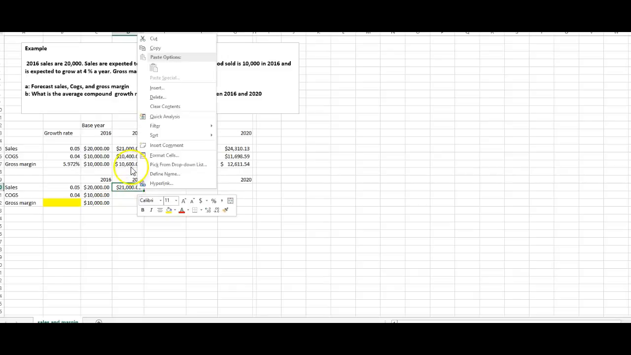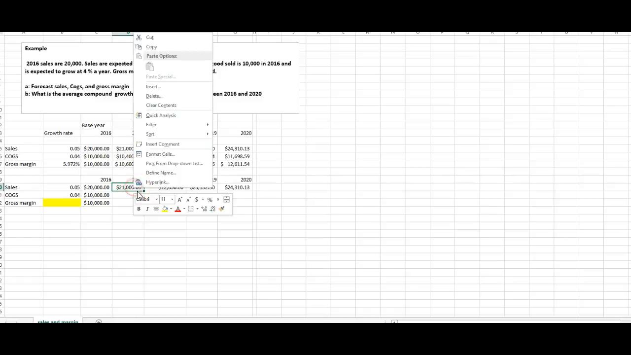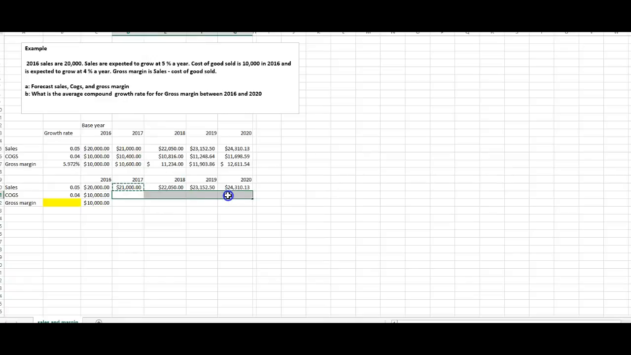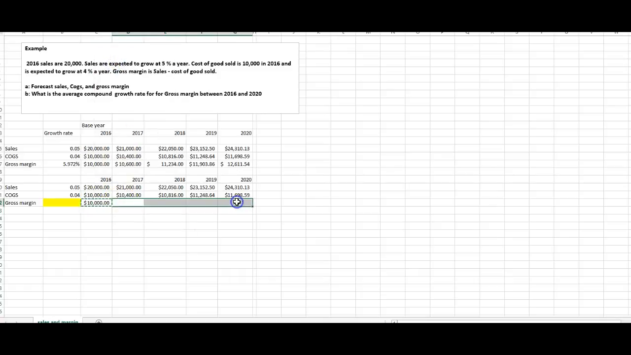Now I can take this and copy it all the way across, and by doing the F4 key that I did, I was able to copy all the way through. Or you can also drag it with the mouse. Now I can copy this thing over here, so I got that done. I can copy this over here, and so now we have forecasted the sales, the cost of goods sold, and the gross margin for all the years.